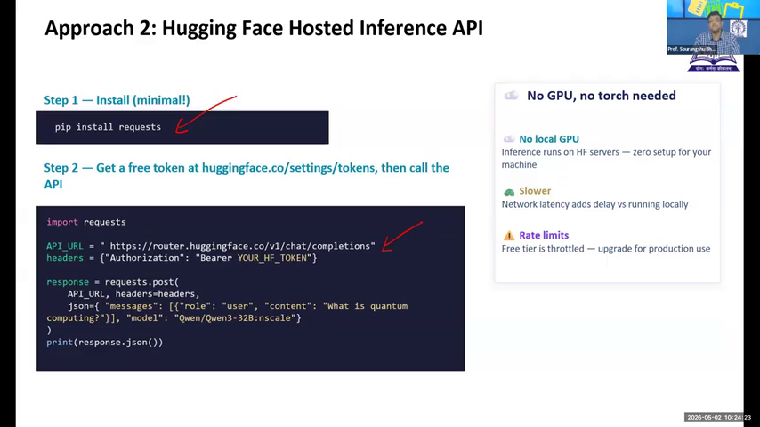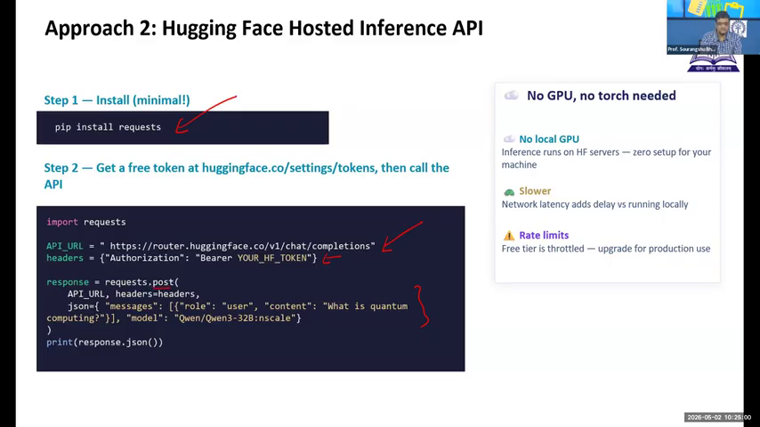So this is the endpoint URL where Hugging Face hosts the model. This is basically the URL where you would send in your request. As you know, the request goes in the JSON format. And in the headers, you have to provide your authentication token.